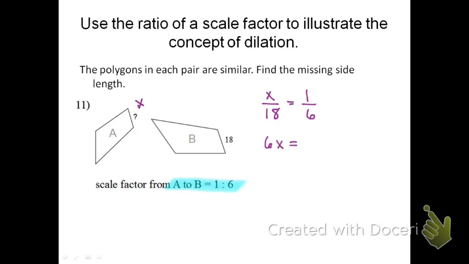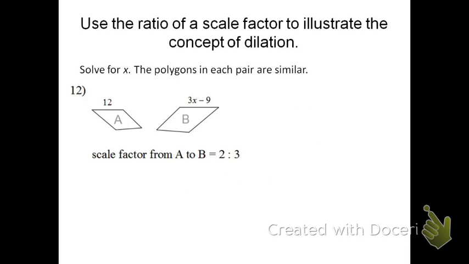6x equals 18 times 1, 18. Go ahead and solve. X equals 3. Another problem in the books. Couple more, almost done.